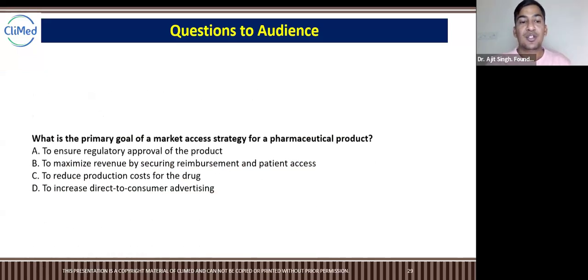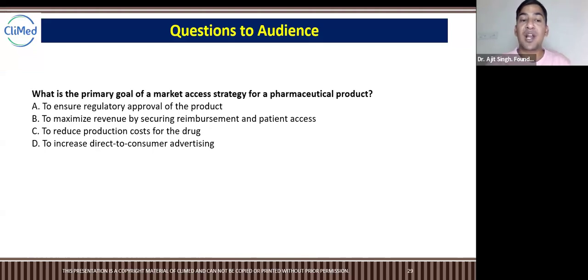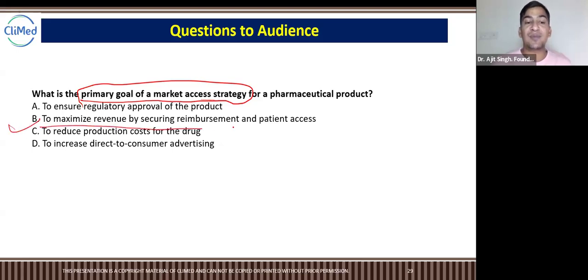Next question to all of you: what is the primary goal of a market access strategy for a pharmaceutical product? What is the primary goal when we are assessing the market? Now we got the indicators, so we have to prepare the market access strategy, right? Okay, longest answer, I'll not take time: to maximize the revenue by securing the reimbursement and patient access. The correct answer is B.